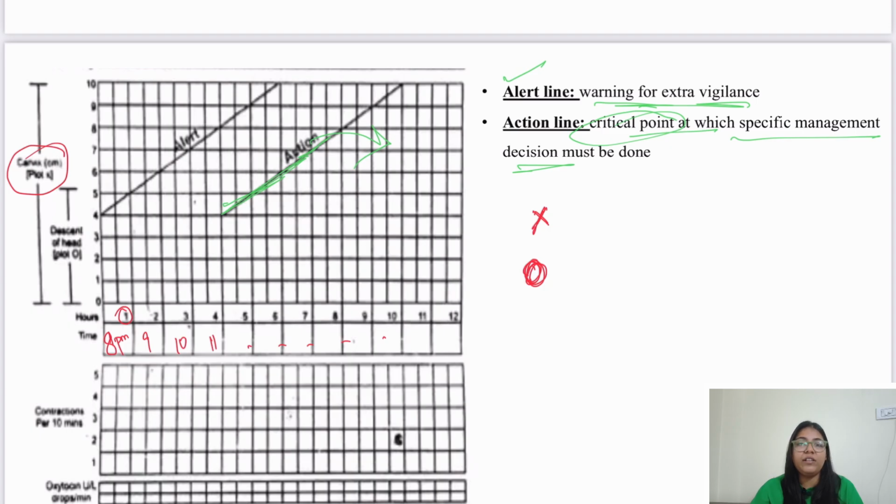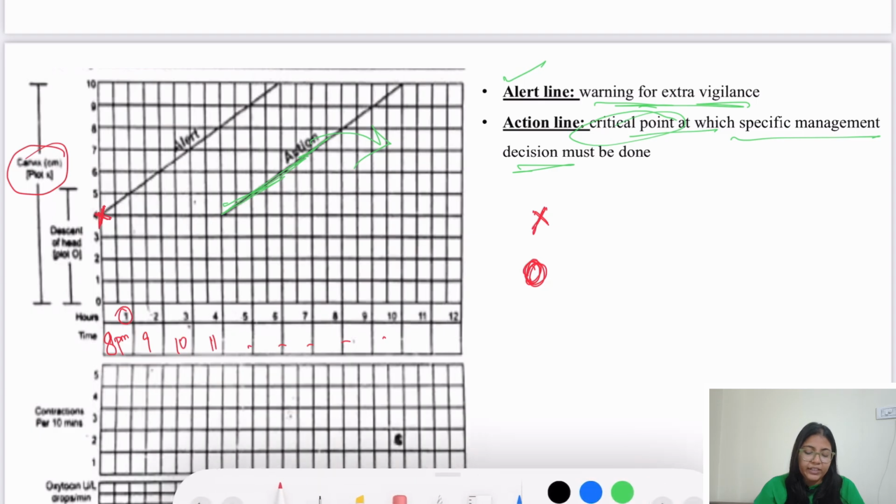Suppose a patient came with complaint of pain abdomen and you examined her and she is in labor, but when you did PV examination, the cervix is only 3 centimeter dilated. So you will not start plotting at that time. You will start plotting when the cervix is 4 centimeter or more dilated. Got it? And you first start plotting on the alert line only. So your first plot will be on the alert line. Suppose a patient is coming to you at 6 centimeter dilatation. So what will you do? I'll show you.